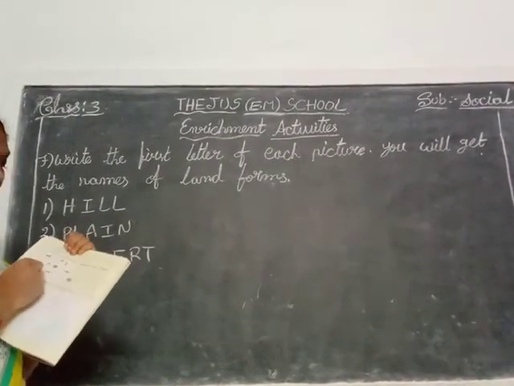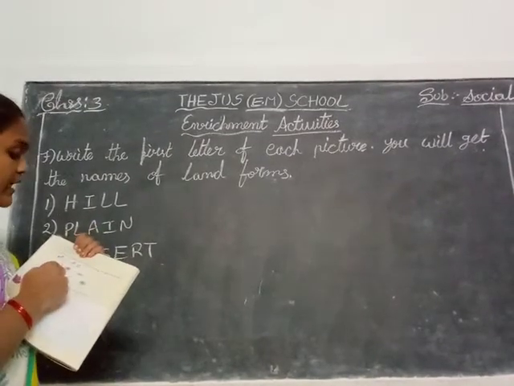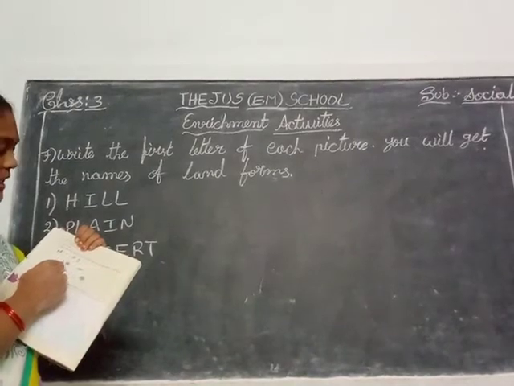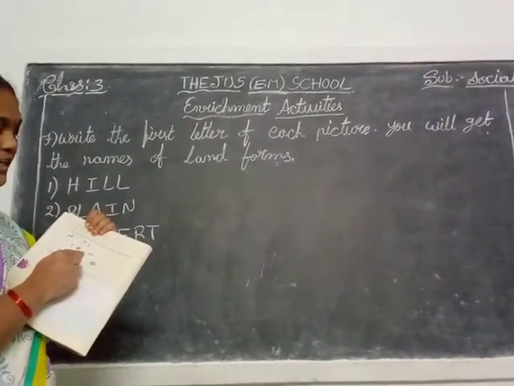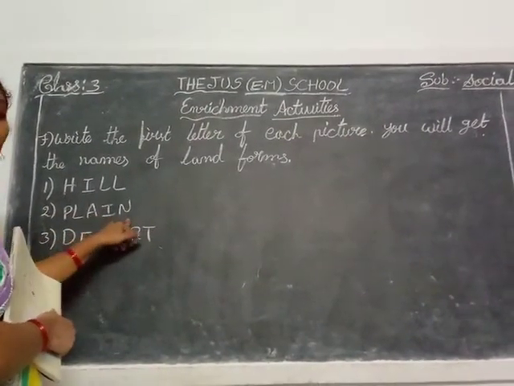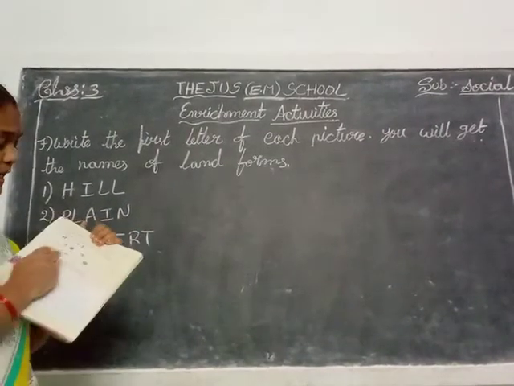And next one, see. Pencil. P is the first letter. Next. Leader. L is the first letter. Apple. A is the first letter. Ice cream. I is the first letter. Nest. N is the first letter. P-L-A-I-N. Plain. First one hill. Second one plain. Third one, see.